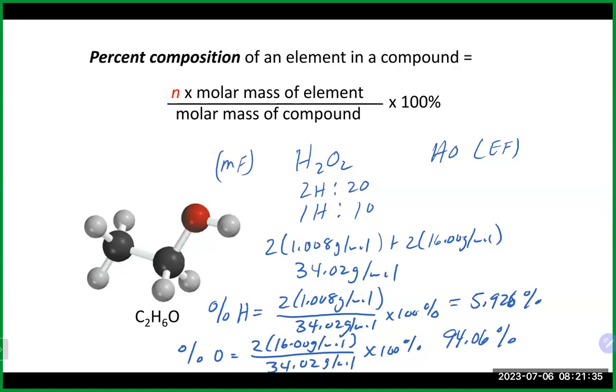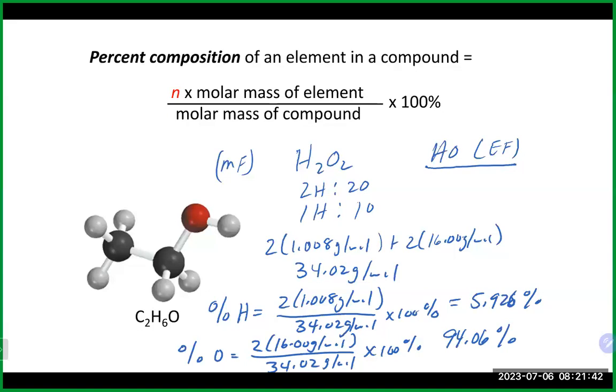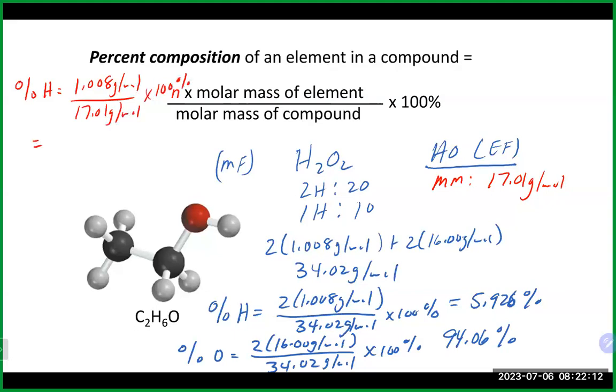Now, if we were to do the same calculations here for the empirical formula, that is going to be hydrogen at 1.008 plus an oxygen at 16. The molar mass from the periodic table of HO here would be 17.01 grams per mole. And if we calculated the percentage of hydrogen in our empirical formula, there's only one, so it'll be 1.008 grams per mole divided by 17.01 grams per mole times 100%. That gets us 5.926%.